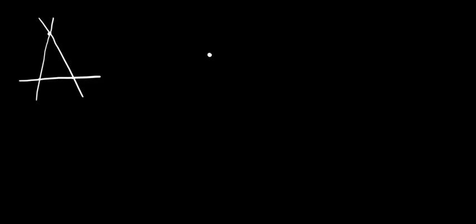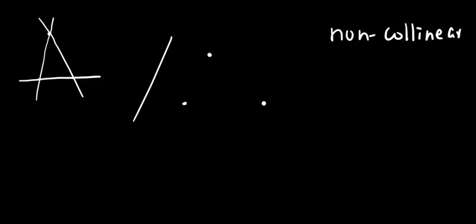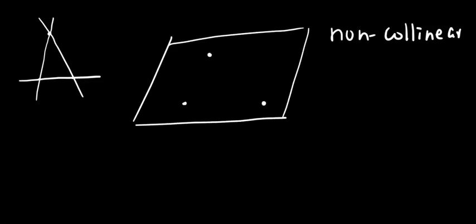So anytime when we have 3 points, they're not on the same line. We call it non-collinear. Co is together. Linear is line. They're not on the same line. Anytime when they're not on the same line, we can have a plane. I'm going to erase this one. And let's name these points so we can name a plane.